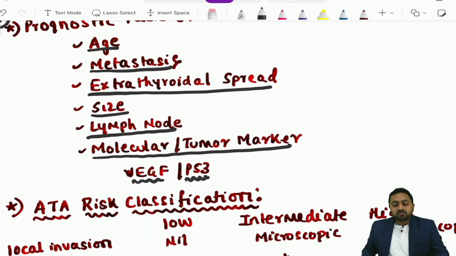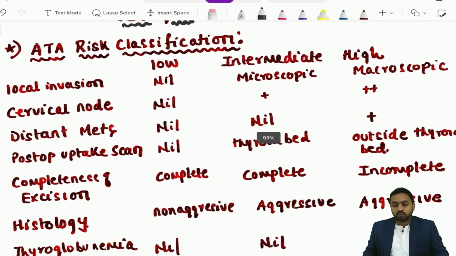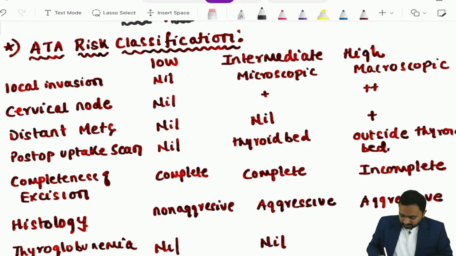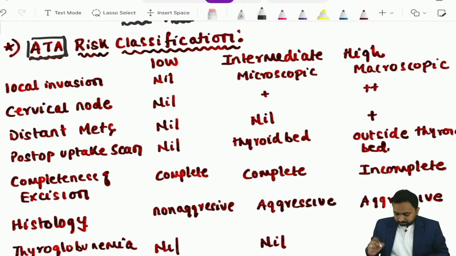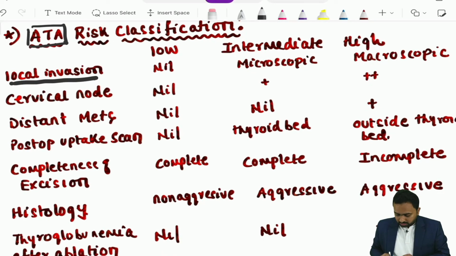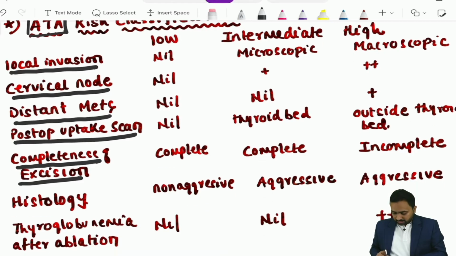Now regarding risk classification, it can be classified into 3 risks, that is low, intermediate and high risk, as per the American Thyroid Association risk classification. It is done on the basis of local invasion, cervical node, distant metastasis, post-op uptake scan, completeness of excision, histology and thyroglobulinemia after ablation.